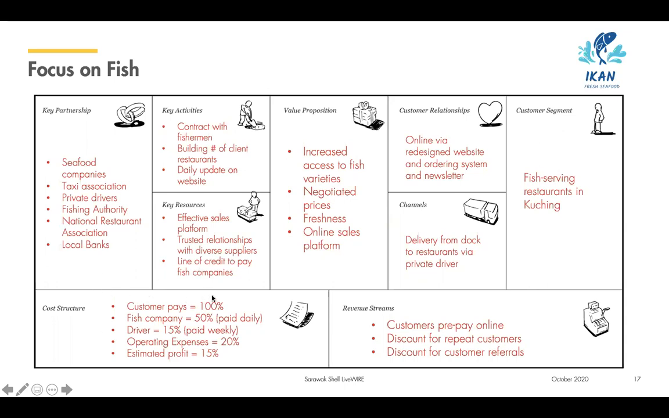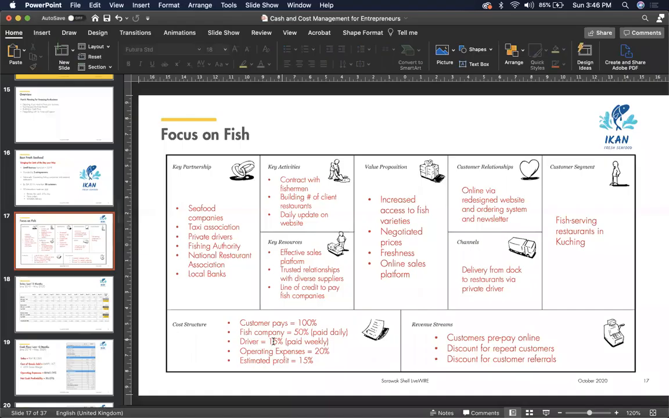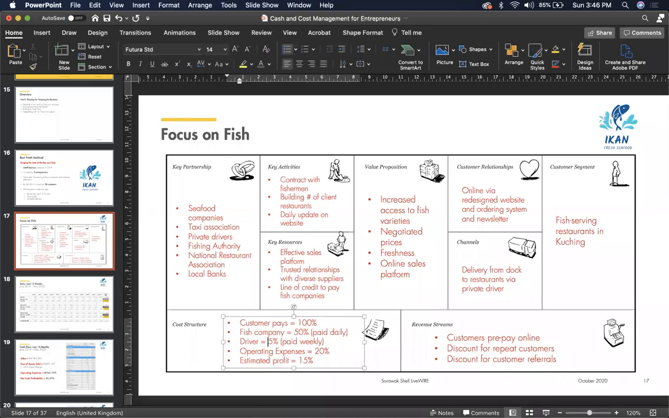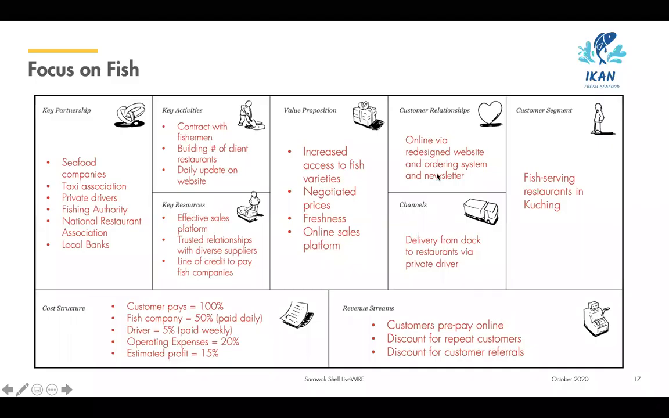So customer pays the total amount, and then 50% of that total amount goes to the fish company, 15% goes to the driver. Is it 15%? Never mind. I think it's 5%, typo here. Let me fix that. And then estimated operating expenses of 20% and estimated profit of 15% for the company, for Ikan Fresh Seafood.